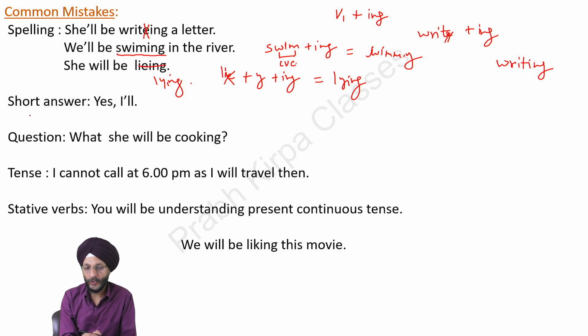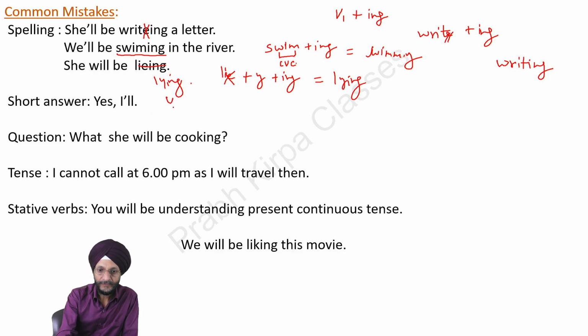If someone asks you a question and you reply, "Yes, I will," then you do not use a contraction. You have to answer in this way: "Yes, I will." You will not use the contraction. Then the question may be, what will she be cooking?